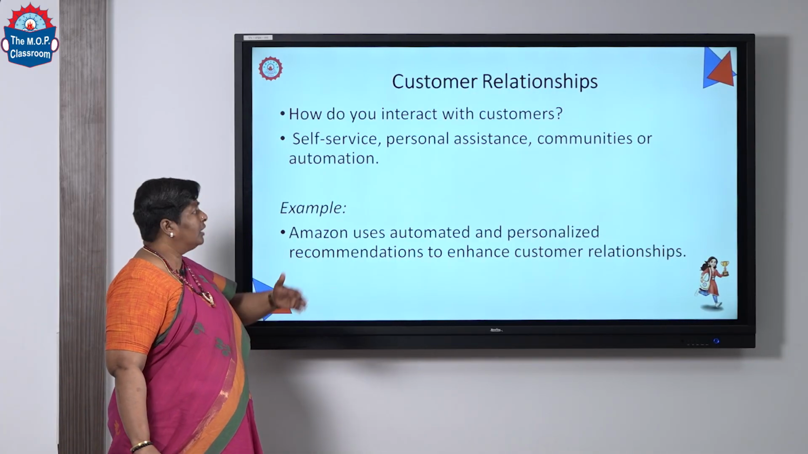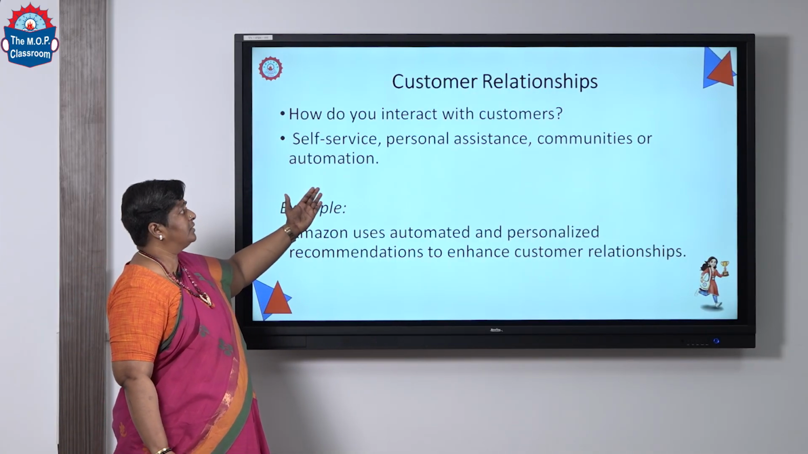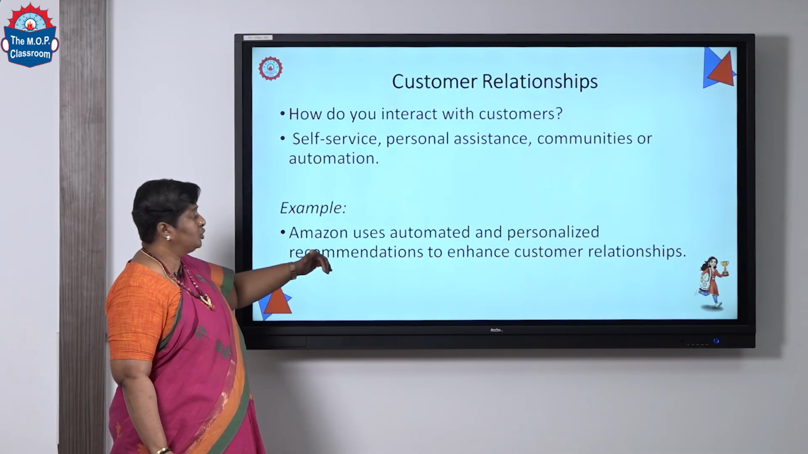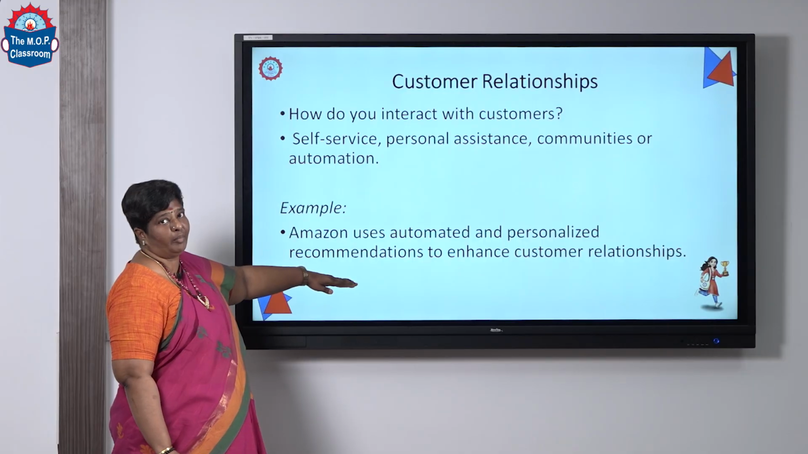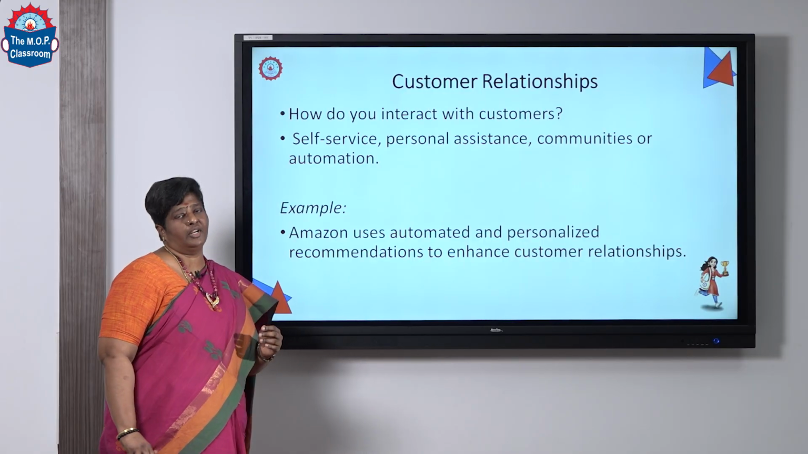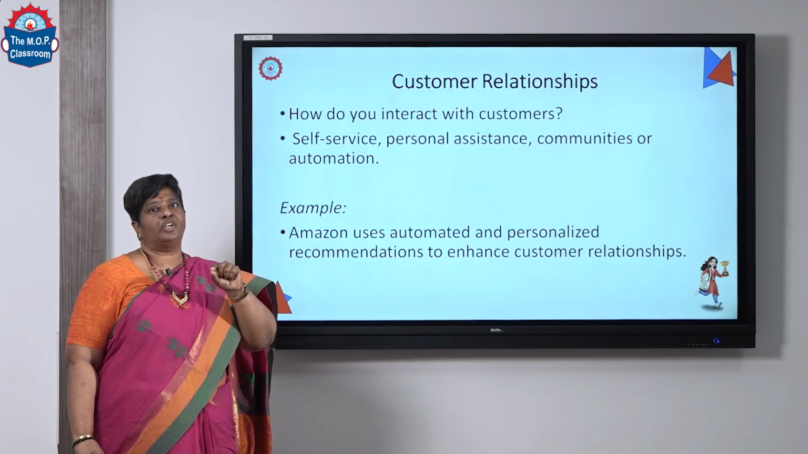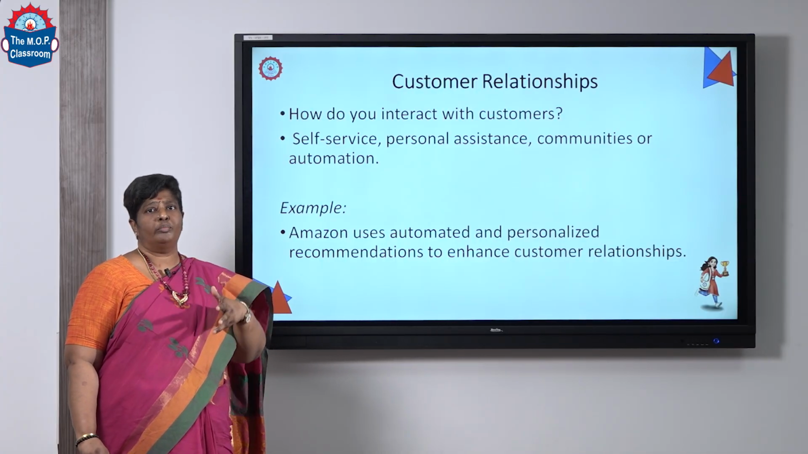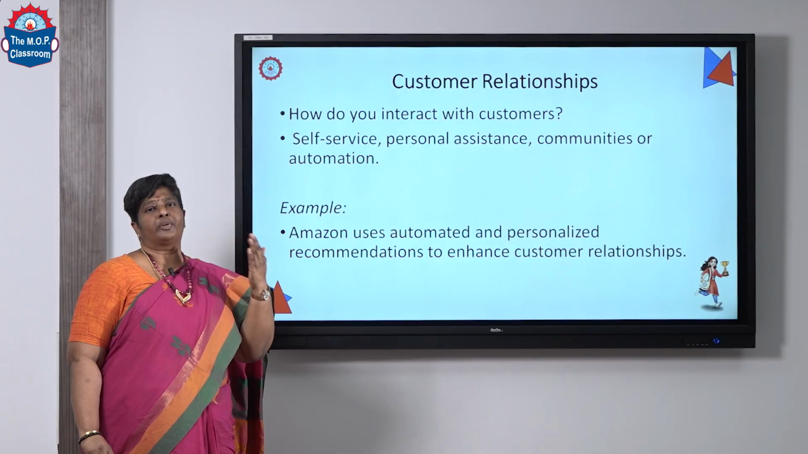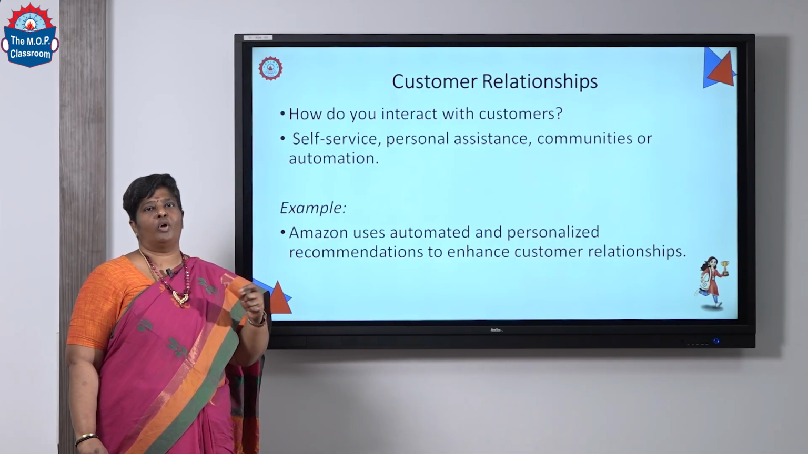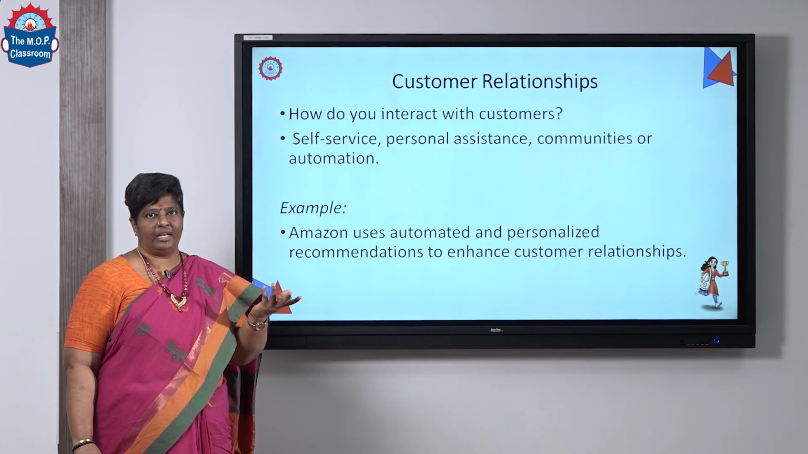So, how do we do it? We do it through personal assistance, self-services, communities or automation. For example, Amazon uses automated and personalized recommendations to enhance customer relationship. If you buy any product from the Amazon platform, you may see the recommendation: the people who bought this also bought this. And according to your search preference, they will send you details or information about products which are newly available.